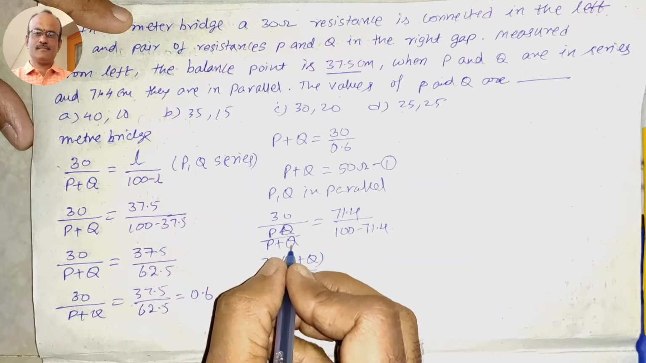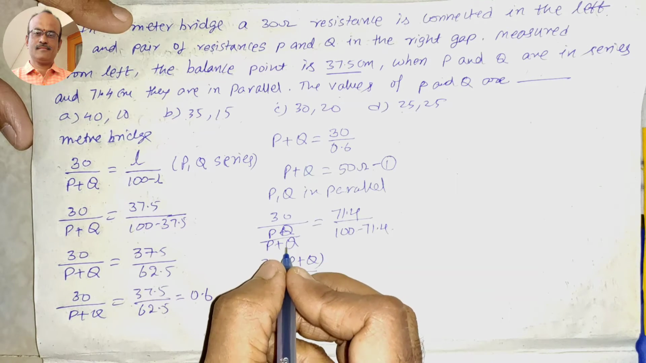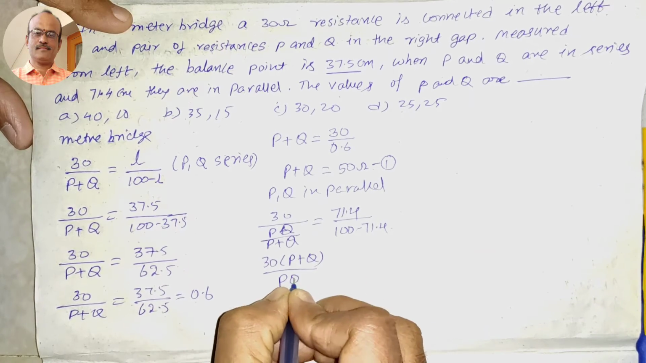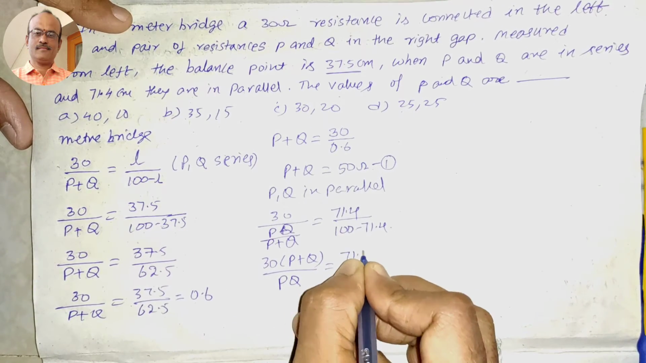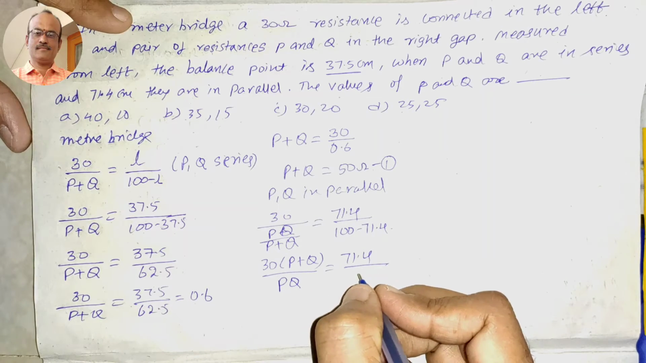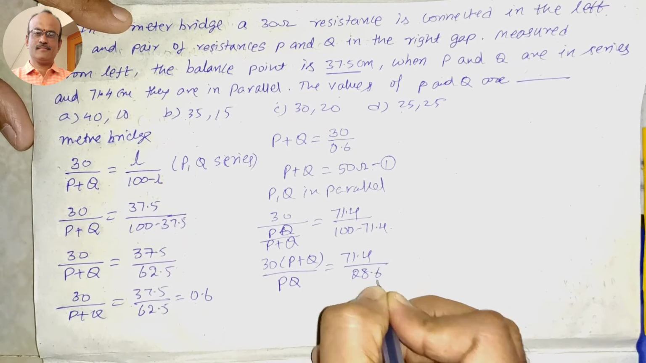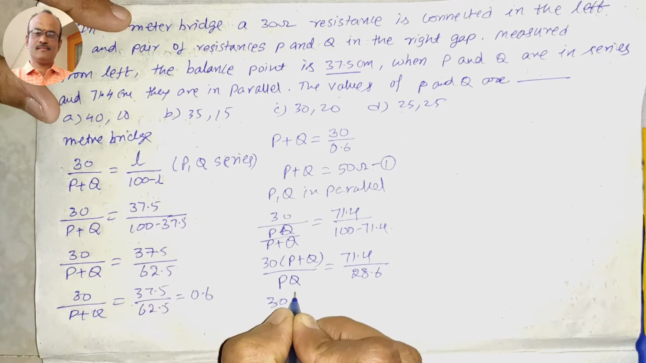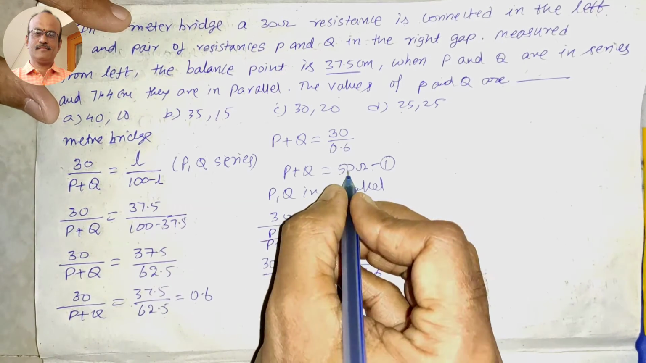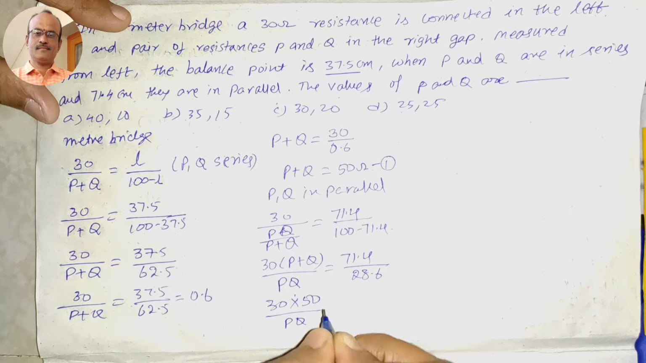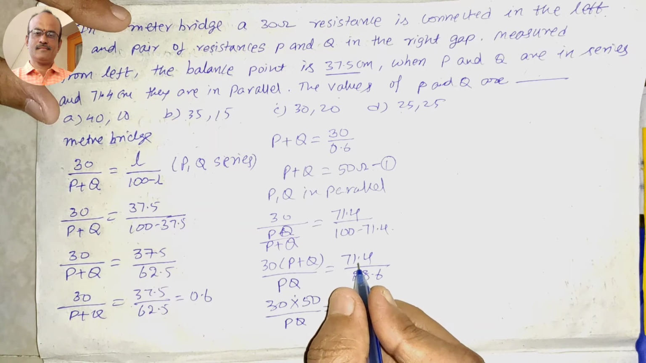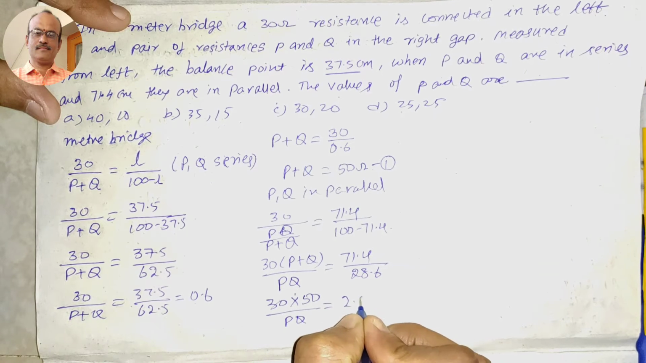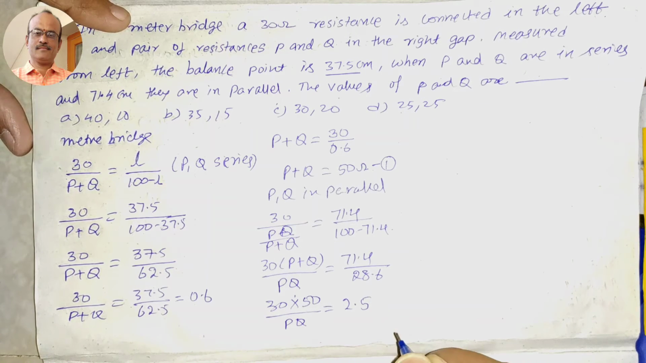P and Q are connected in parallel, means 1 by P plus 1 by Q. On effective resistance here we are writing like this: (P plus Q) divided by PQ is equal to 71.4 divided by 28.6. Now here 30 into (P plus Q), how much here? 50 divided by PQ is equal to 71.4 divided by 28.6, which is nothing but 2.5, nearly 2.5.